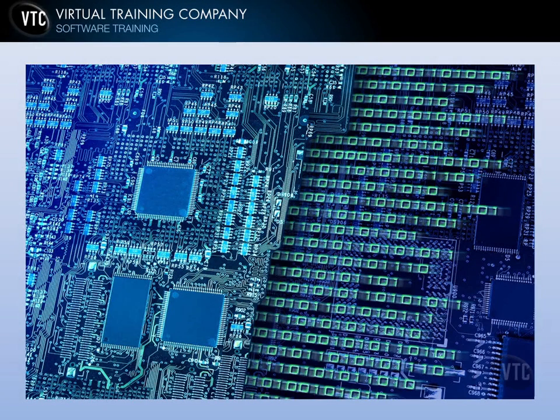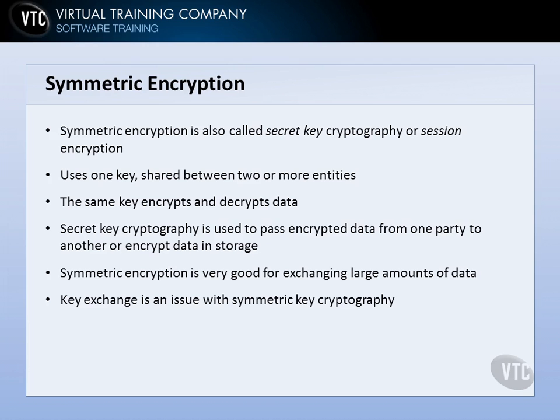During this next segment, we're going to talk about the types of encryption you may encounter in cryptography. Now, when we're talking about types of encryption, really there are two types that you need to know about. There's symmetric encryption and there's asymmetric encryption. Let's talk about symmetric first.